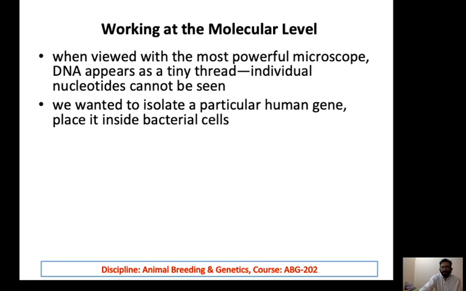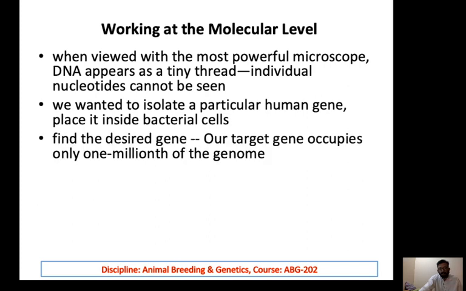Now, for instance, we want a certain gene of the human and want it to be expressed in the bacterial cells. Then, first, we need to find the desired gene, that is our target. And this is quite complicated because, for example, if we talk about the human, there are almost 3.2 billion nucleotide sequences. And a gene, typically, the coding region is around 900 base pairs or something like that.